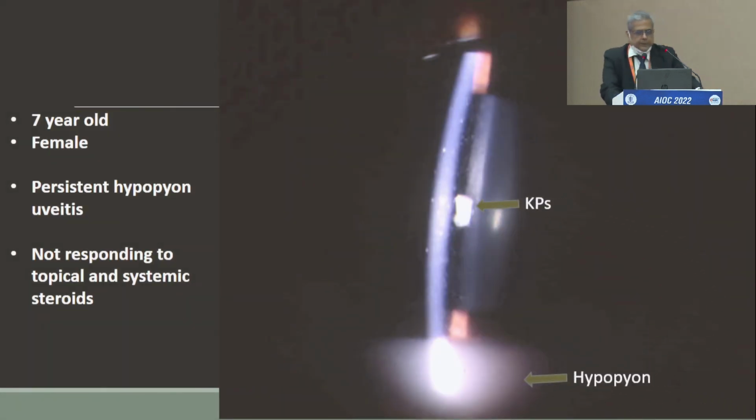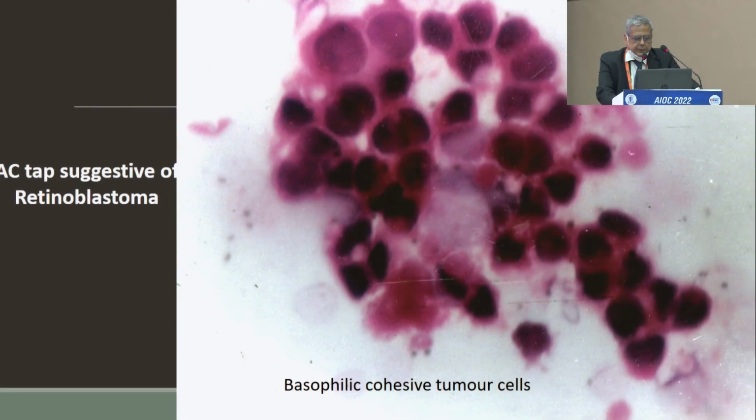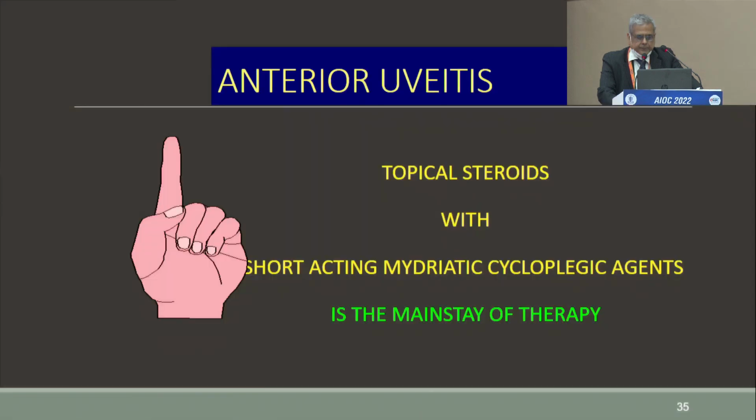This is a 7-year-old female, persistent hypopyon uveitis, not responding to the topical and systemic steroid. You don't see this kind of hypopyon in the extremes of age. Hypopyon, if you see, not responding to the topical steroid, no fibrin, you would be thinking of masquerade syndrome. And here is the situation where you can do an anterior chamber tap and pathologists can diagnose it as retinoblastoma.